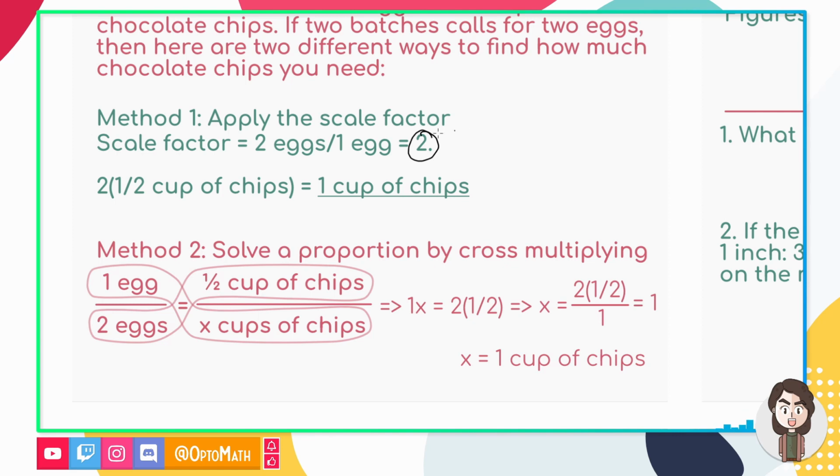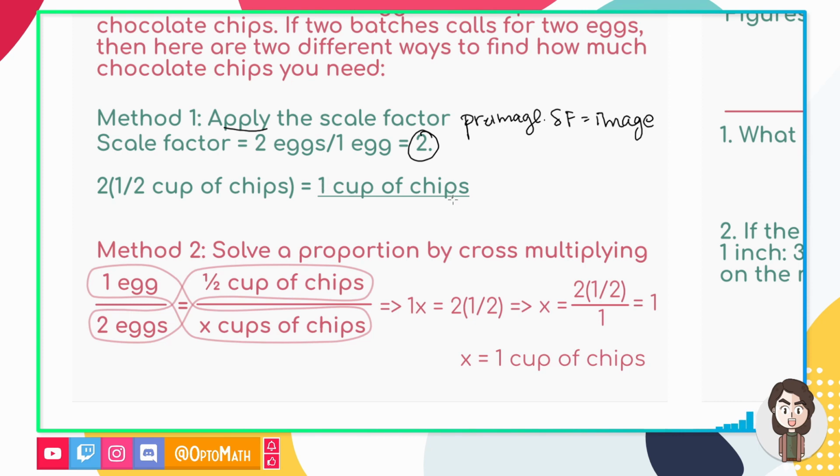So to quote unquote apply that, that's going to be where we're going to do pre-image times scale factor equals image. So it's one of those formulas we have from our scale factor notes. So we've got the 1/2 cup of chips, and we need to double that because that's our scale factor. So that will give us 1 cup of chips.